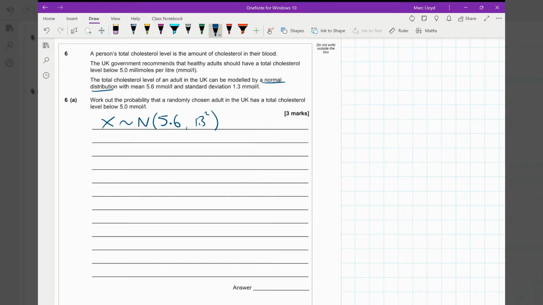But we've got class whizzes, we can work this out without having to go to that level. So, for example, here's our standard deviation curve, there's our mean. It says work out the probability that a randomly chosen adult in the UK has a total cholesterol level below 5, which means that 5.6 would lie here. So if that's 5, we're working out that bit there. So the probability that X is less than 5. And then we put it into our calculator.